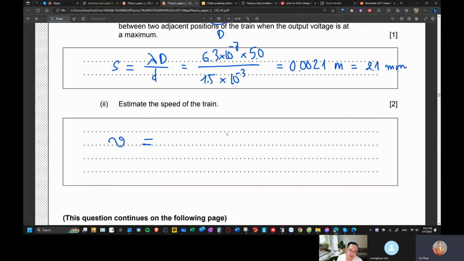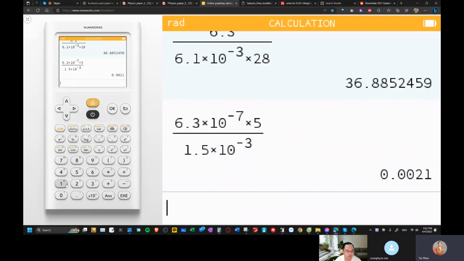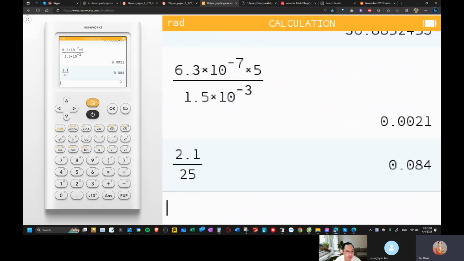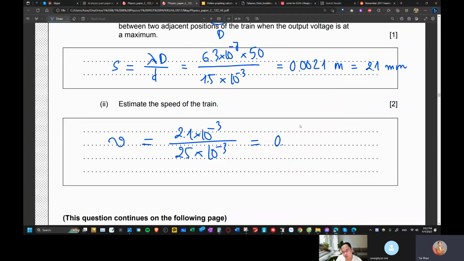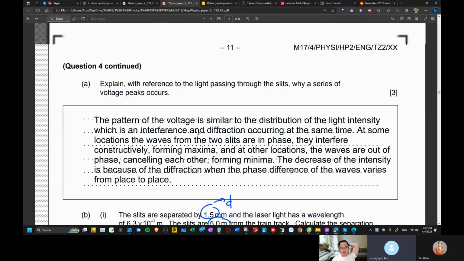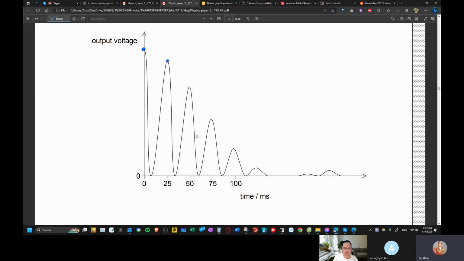So the speed of the train is the distance the train moves, which is 0.0021 meter, or 2.1 times 10 to the negative 3, divided by that time, 25 millisecond, converted to second. 2.1 divided by 25 is 0.084. In scientific notation, 8.4 times 10 to negative 2 meters per second. The time between the two peaks is the time that the train moves between those maxima.